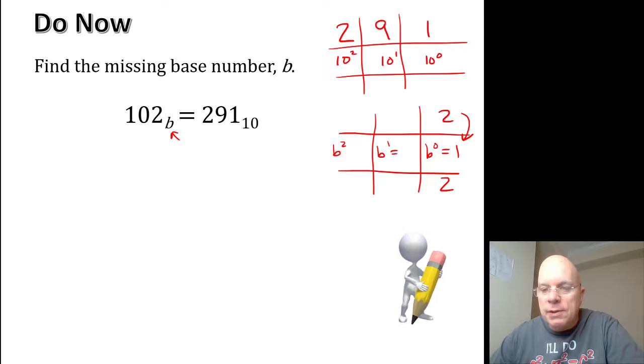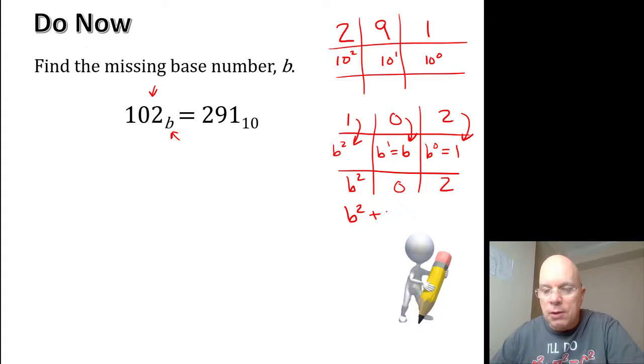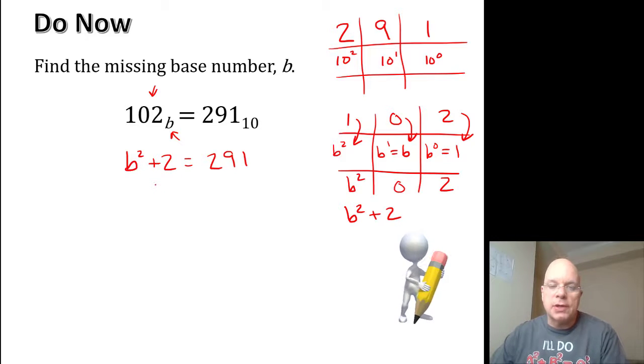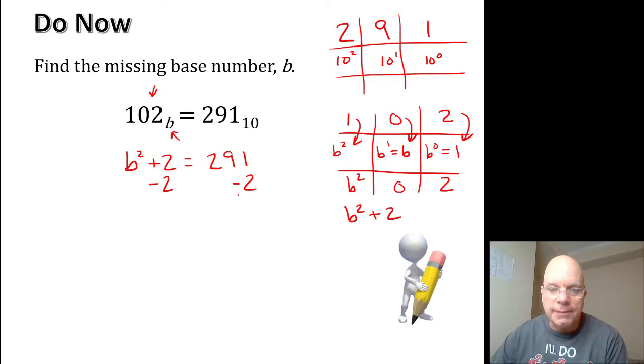B to the first power is just B. But we don't have any B's. 0 B's is 0. B squared is B squared, and we have 1 B squared. So another way to write this number algebraically would be B squared plus 0, I'm not going to write that, plus 2. B squared plus 2. So B squared plus 2 equals 291. And then we can do some algebra like we practiced all year. Subtract 2 from both sides, property of equality. And you get B squared equals 289.